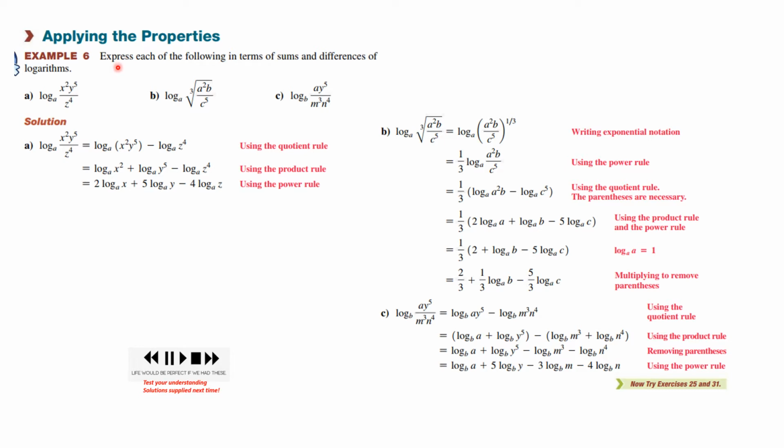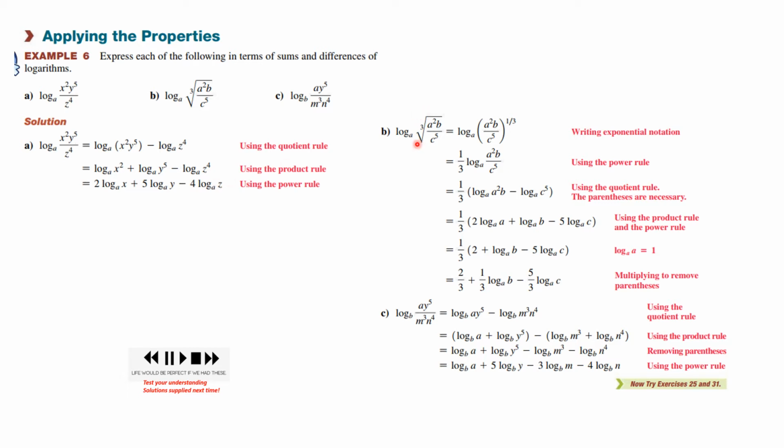Let's look at another example. Now these are more complicated because they are multiple step problems. So in part A, or example A, what we have is a logarithm of a quotient. So the first thing we do is we make that the difference of the logarithm of the numerator minus the logarithm of the denominator. And then we can use the product rule to change this into the sum of the logarithms. And then we use the power rule to change this one into this, and this one into this, and this one into this. So you see we used all three rules in one problem.